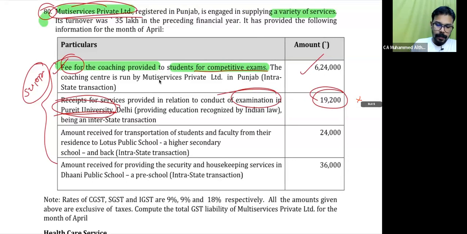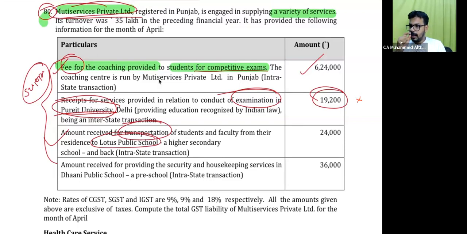Third one, taxable or exempted, everyone. Amount received for transportation of students and faculty from their residence to Lotus Public School. So here also multi-services provides services to Lotus Public School. What kind of supply did they provide? Transportation. Lotus Public School, which category is it? Category number 1. So for category number 1, transportation is exempted. So this is also exempted.